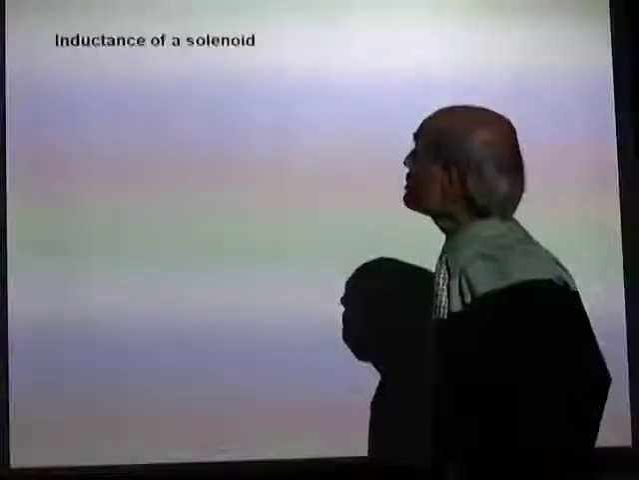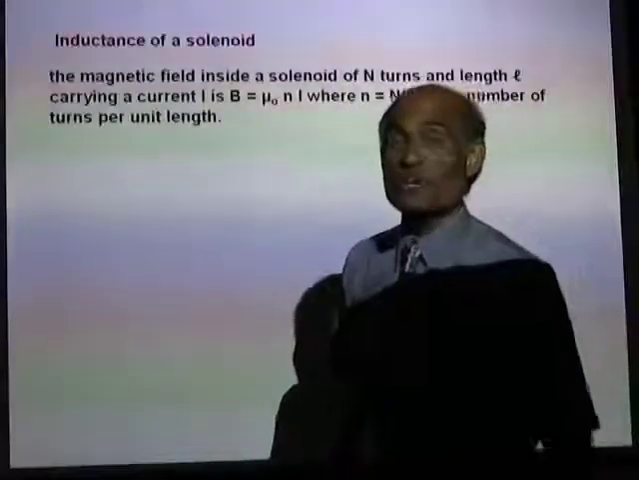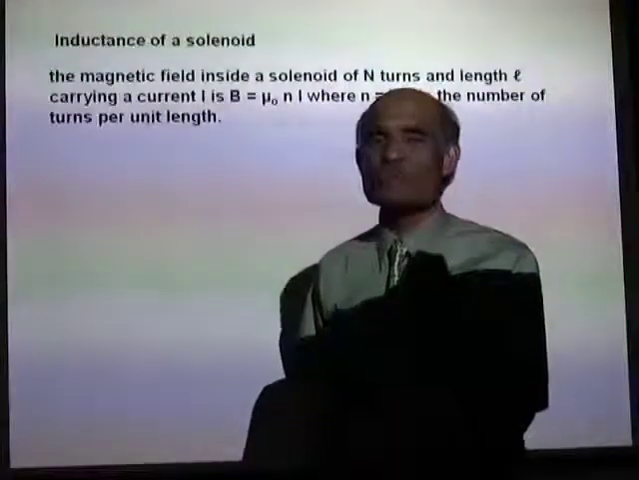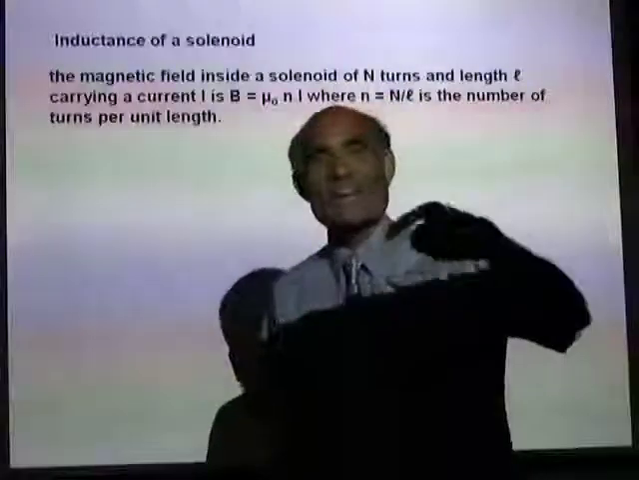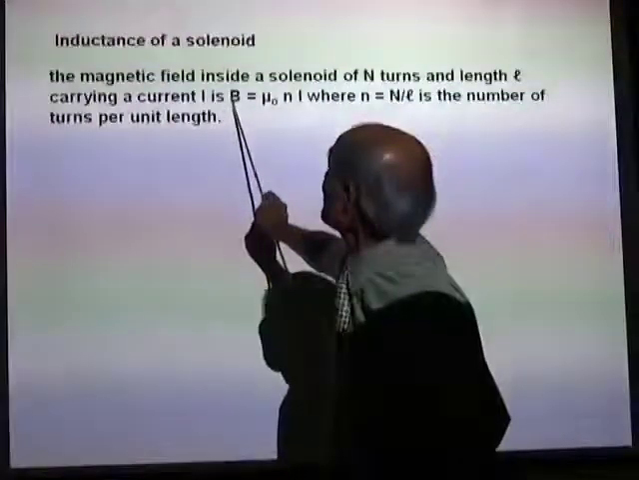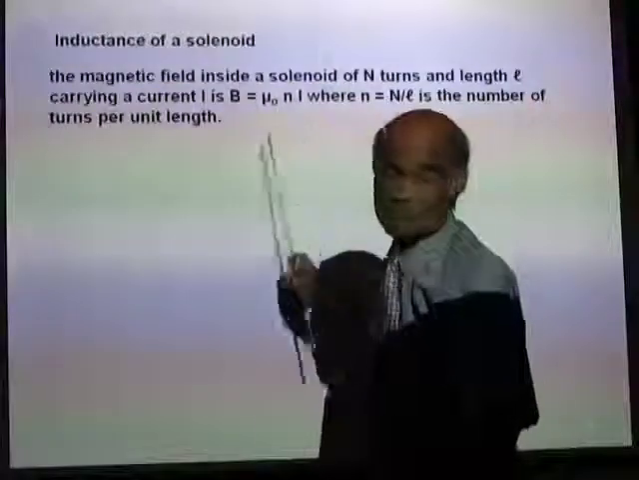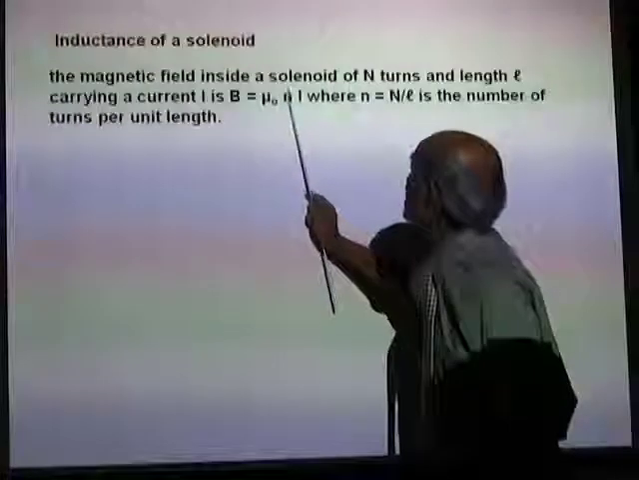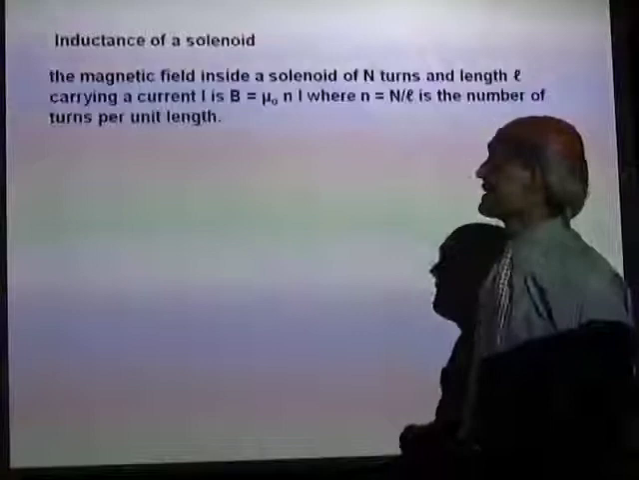How about the inductance of a solenoid? Well, we have been talking about solenoids for quite a while now. If I ask you what is the expression for the magnetic field inside a solenoid that carries a current I? Well, I have it right here. The magnetic field inside the solenoid that carries a current I is mu0 n I, where n is the number of turns per unit length, total number of turns divided by the length.